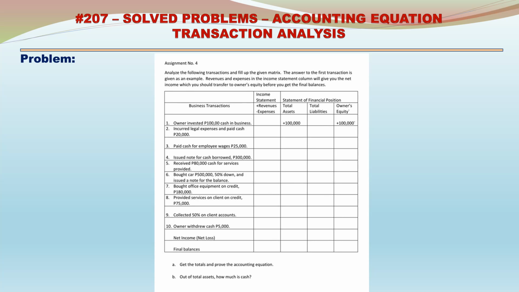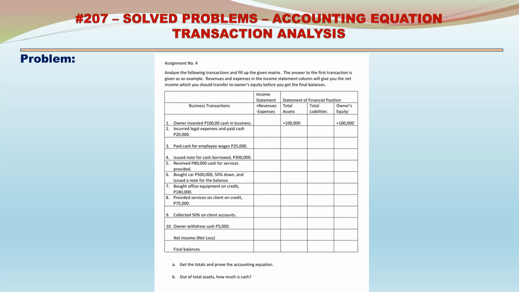Income statement: revenues minus expenses. Statement of financial position: total assets, total liabilities, owner's equity. Business transaction 1. Owner invested 100,000 cash in business. Assets plus 100,000. Owner's equity plus 100,000.